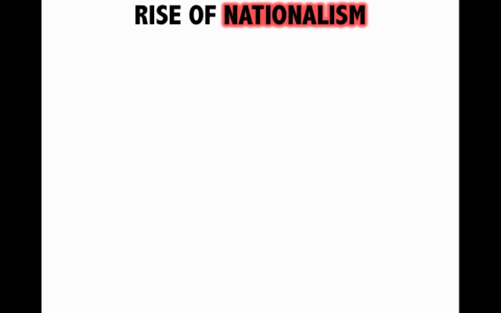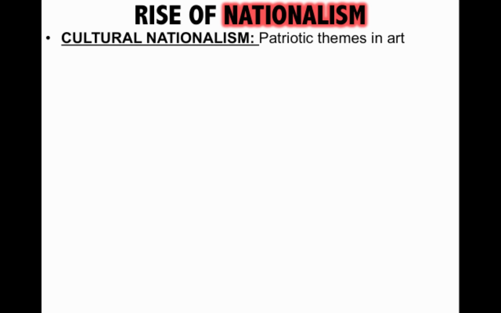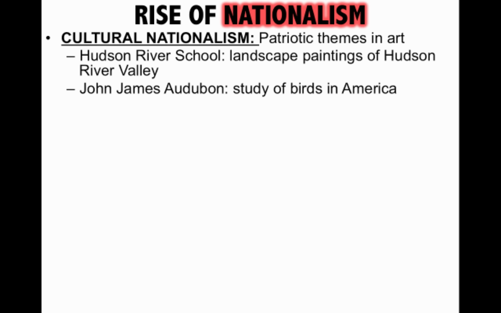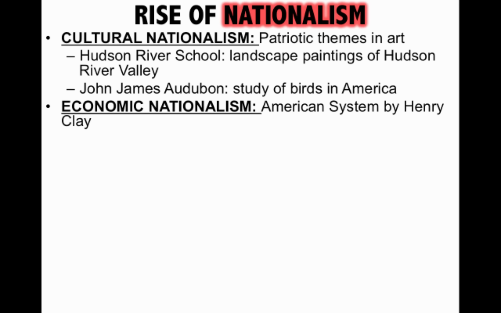One of the key ideas happening during this time period as well is the rise of nationalism. And really you see cultural nationalism, where patriotic themes can be seen in art, literature, and other forms. So you have the Hudson River School, where people are painting these landscape paintings of the Hudson River Valley, celebrating the natural beauty of the North American continent. You have men like John James Audubon studying the birds of North America. So you have all this cultural nationalism after the War of 1812.